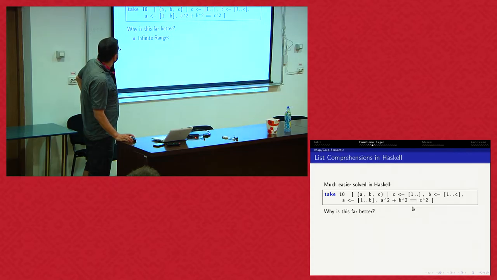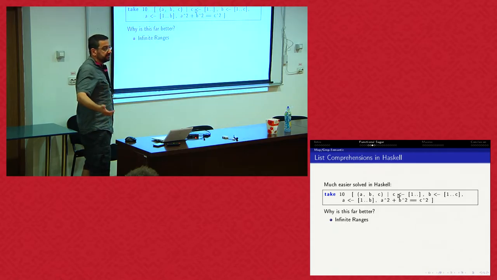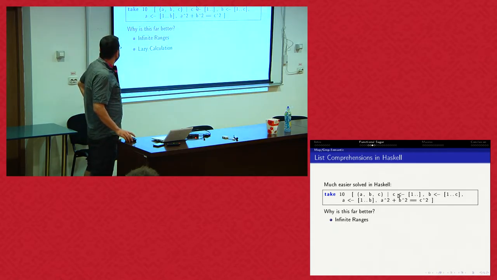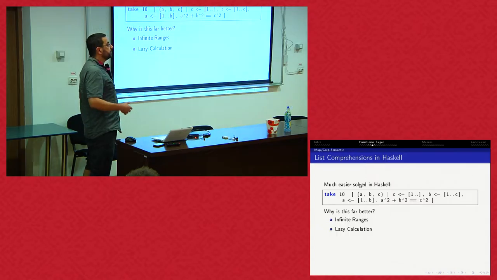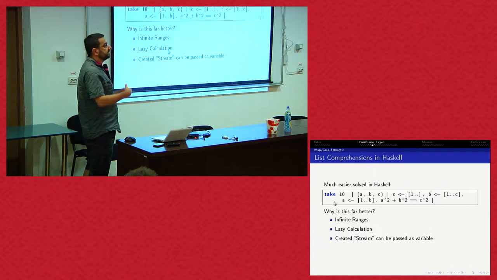First, it allows infinite ranges. I don't have to say C is limited. I don't know how big C might get when I want to have 1,000 solutions. It allows lazy calculation. This is just an iterator. If you don't know what an iterator is, it's something you call and it gives you always the next result. So I get an iterator and can tell him, give me the 10 first solutions, then give me the next 10 solutions, then give me the next 10 solutions. And if I have the solution I wanted, I can stop it.